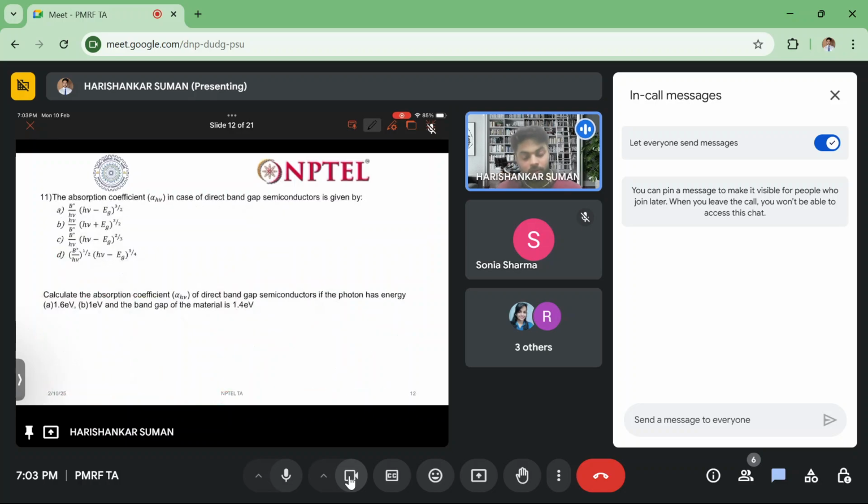Next question. You can see the absorption coefficient alpha h nu in a direct band gap semiconductor is given by.